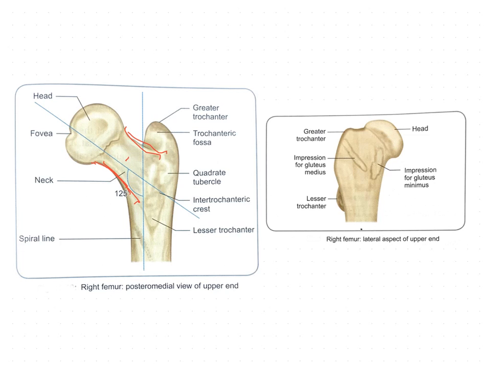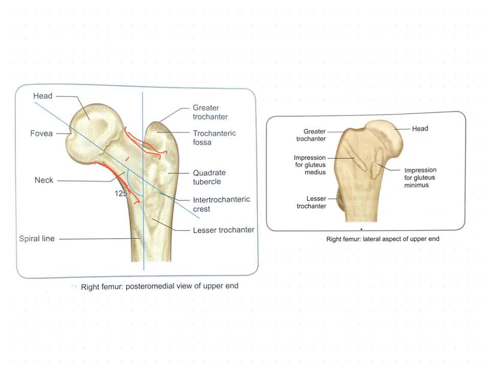Now coming to the posterior surface, it is convex from above downwards and concave from side to side. It meets the shaft at the intertrochanteric crest. Here we can see this intertrochanteric crest.